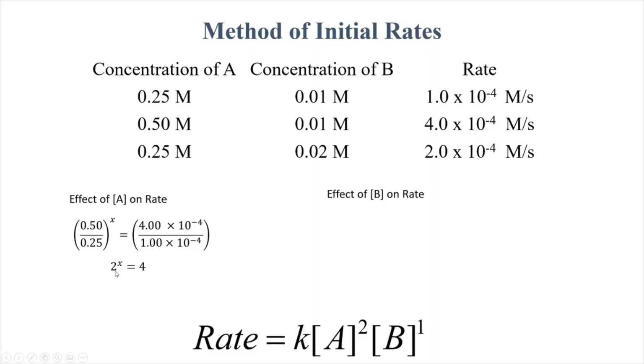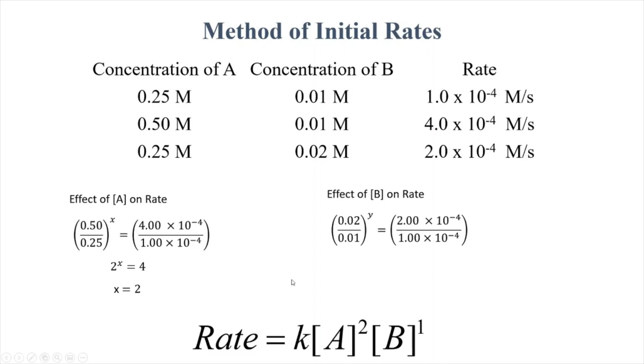So the question becomes, when we have 2, to what power will give us 4? And in this case, this is a very straightforward example because the numbers are so round. We can see that the exponent has to be a 2. 2 to the second power is going to give us 4. So we say that x equals 2, and that tells us that A is second order.